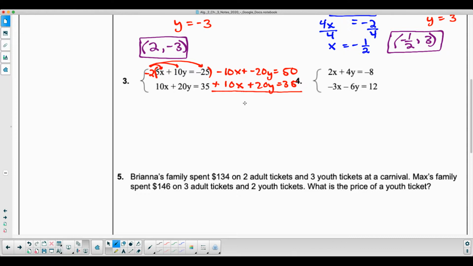Now if we add these two together, negative 10x and 10x is 0. Oh my, look what happens with the y's. We get negative 20y plus 20y. That also makes 0. So we're left with 0 over here on the left. And then on the right, we have 50 plus 35, which is 85.